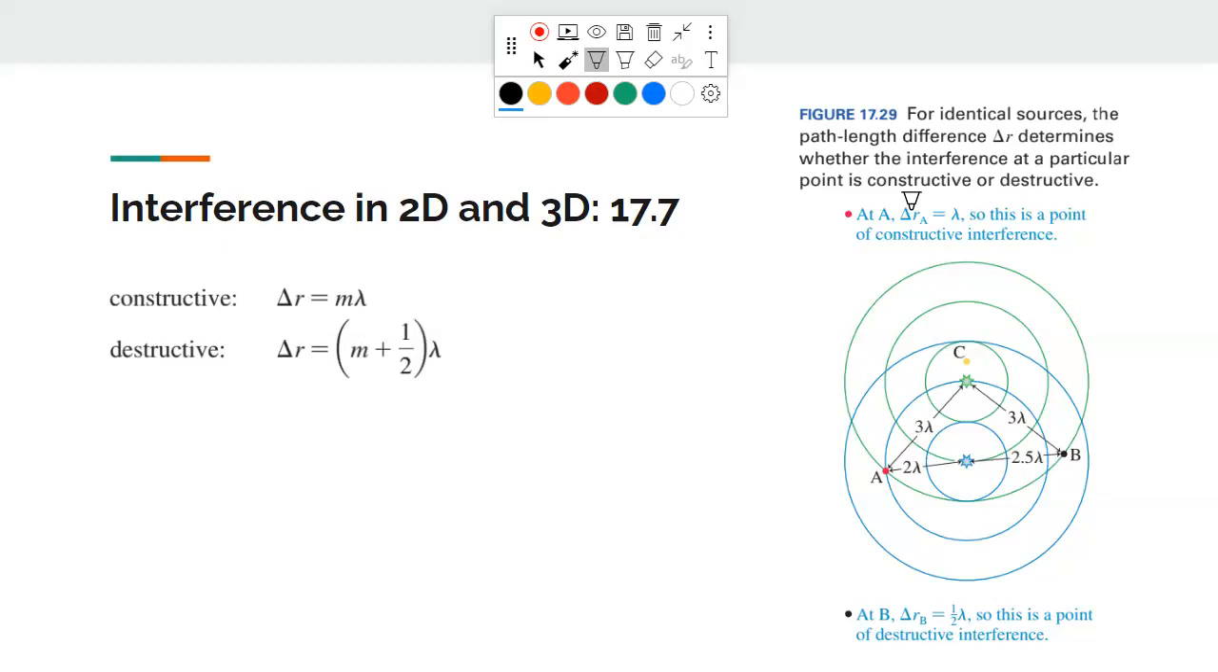So for example, when we look at position A, you can see that R1, let's call this one 1 and this one 2, maybe. The distance from source 1 to A is 2 lambda. And the distance from wave source 2 to A, we could call this R2, is 3 lambda. And so delta R, we can always just take the magnitude of delta R. It doesn't really matter if one is longer than another. Delta R is simply lambda.